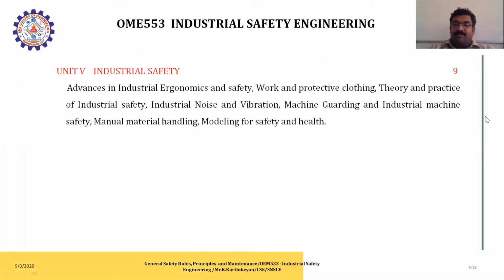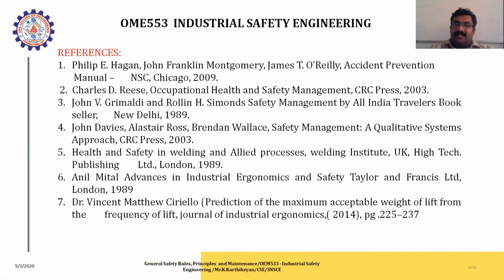So unit number 5, industrial safety, advanced industrial ergonomics and safety works and protective clothing, and theory and practices in industrial safety, industrial noise and vibrations of machine guarding, and industrial machines and safety manual and material handling modeling for safety and health. This is industrial safety for unit number 5. So these are references for Industrial Safety Engineering. Next we go for the lesson. I will talk about the lesson, and please understand your concepts.